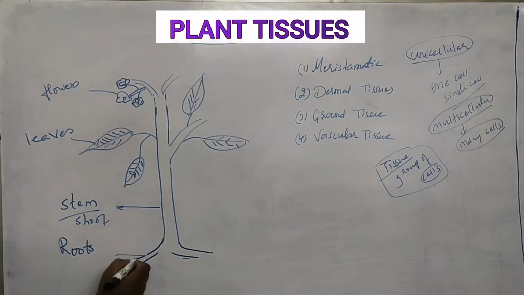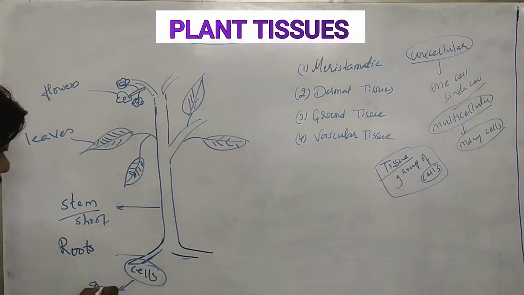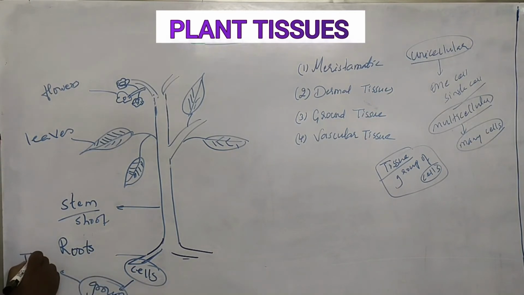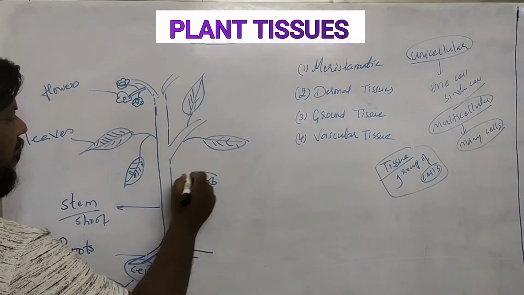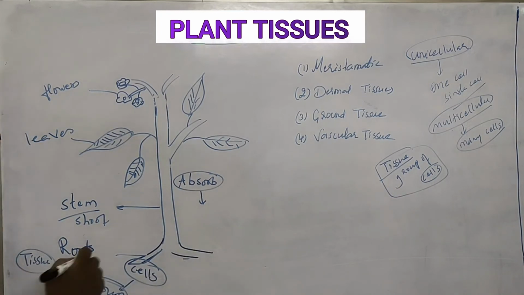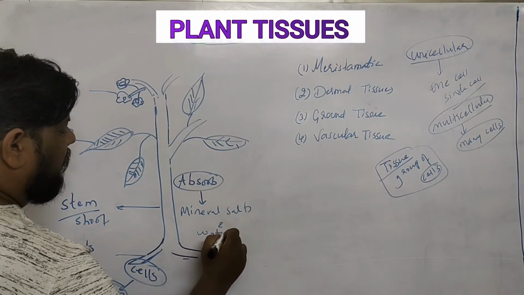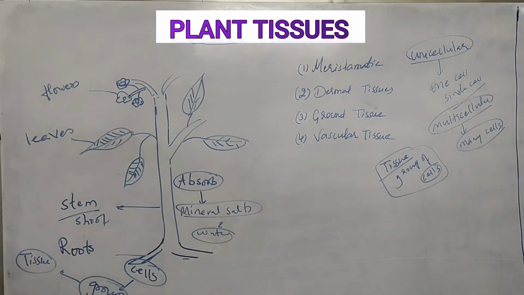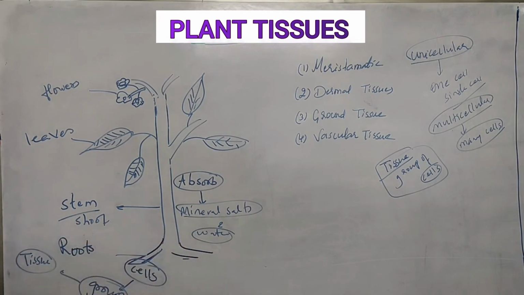Now it is very evident that the roots are also made up of cells. Some of the cells form a group, and that same group of cells we call a tissue. So what is the function of the roots? Roots absorb the raw material which is required for the formation of food. That is, they absorb mineral salts and water. For the formation of food, what is very important is water and mineral salts. So these are absorbed through the roots.